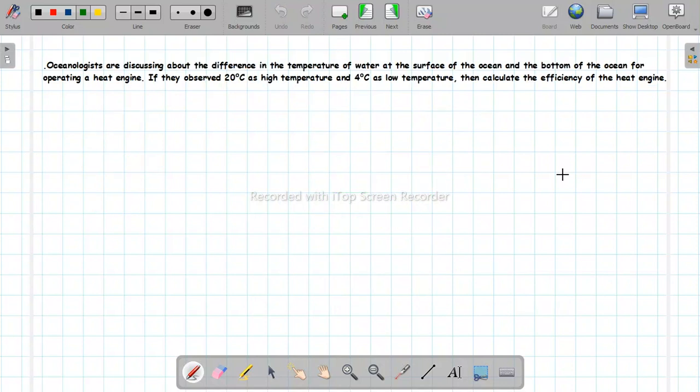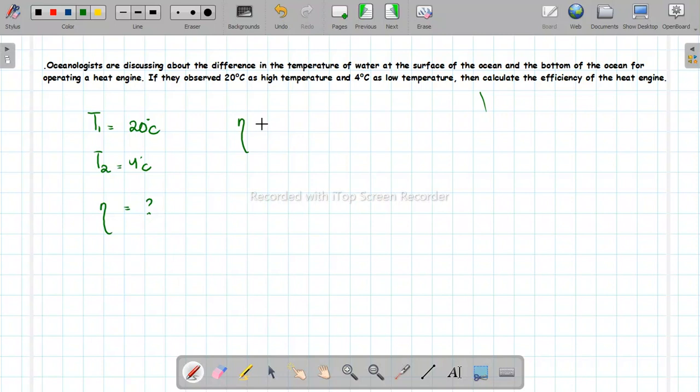Let's just see what else we have. They are saying that the difference in the temperature of water at the surface of the ocean and the bottom of the ocean for operating a heat engine was discussed. They observed 20 degrees Celsius as the high temperature, that is the temperature of the source, the heat source, and 4 degrees centigrade as the low temperature, that is the temperature of the sink or the exhaust or the cold reservoir. T2 is 4 degrees centigrade. Then calculate the efficiency of the engine.